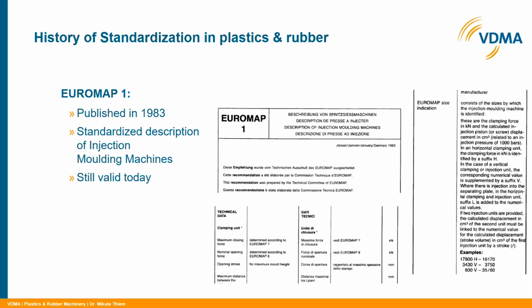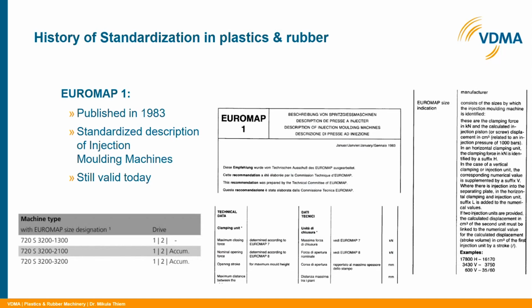So the famous EUROMAP 1 was published in 1983. This is the standardized description of injection molding machines. You can see there is standardized what parameters are relevant in the clamping unit or in the injection unit, how these parameters are determined, and in which unit they should be given, for example, in technical data sheets. Another point in this EUROMAP 1 is the EUROMAP size indication. This is a suffix to the machine name and is a combination of the clamping force and the injection volume. And this specification is still valid today.